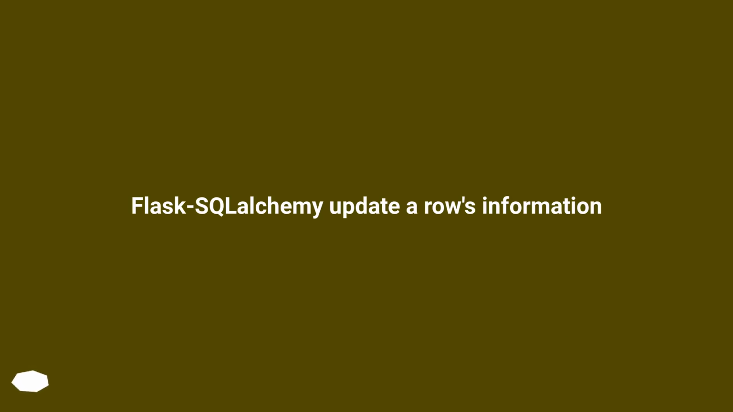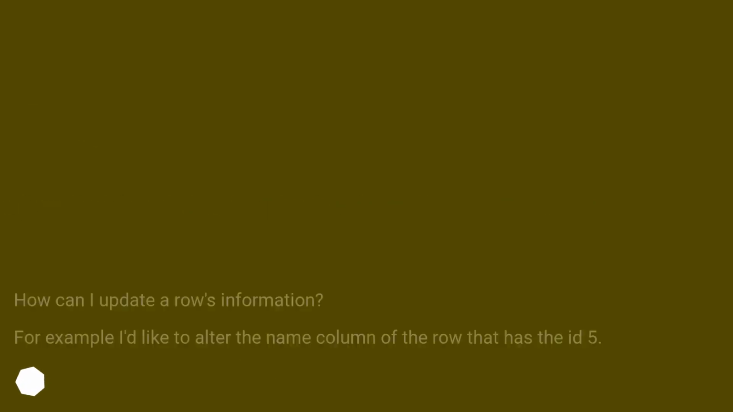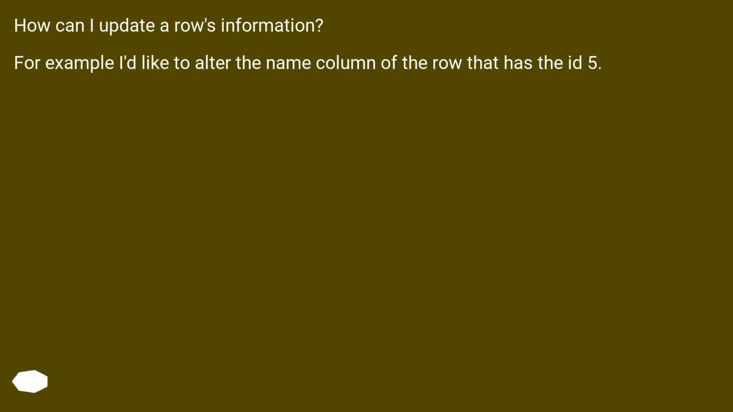Flask-SQLAlchemy update a row's information. How can I update a row's information? For example, I'd like to alter the name column of the row that has the id 5.